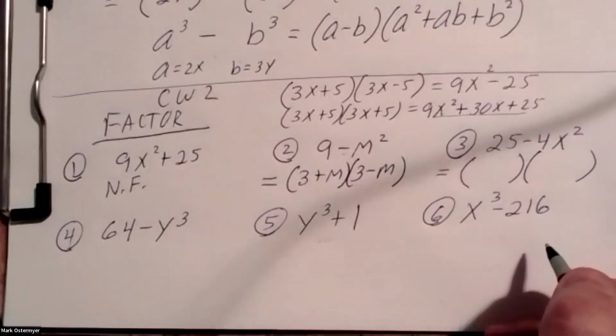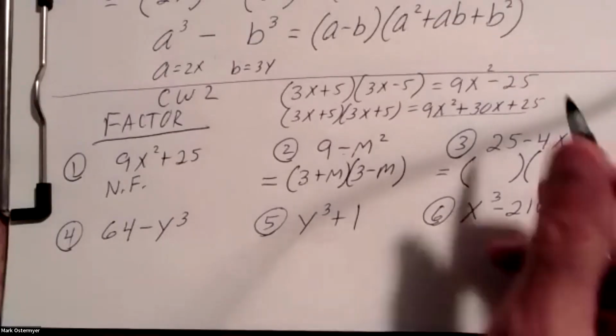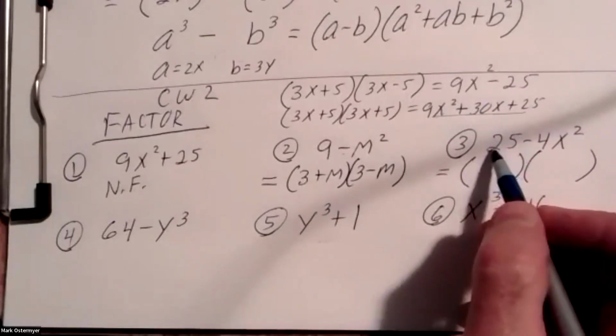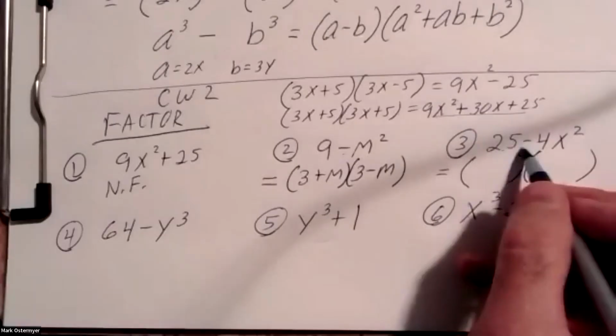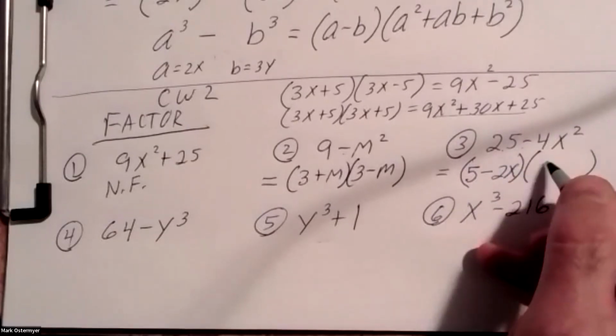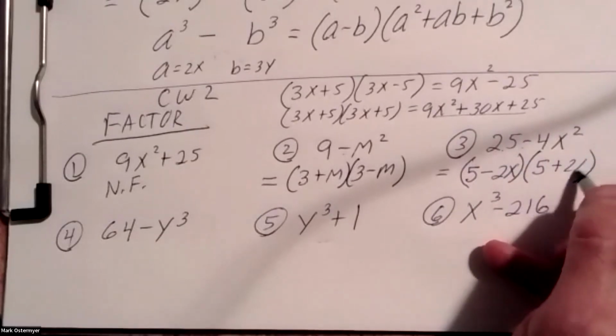How does that factor? X 15 squared plus 2x 15 plus squared minus 2x. Well, you're partially on the right track, but 25 is the perfect square of what number? 5. So 25 minus 4x squared would factor into 5 minus 2x times 5 plus 2x.